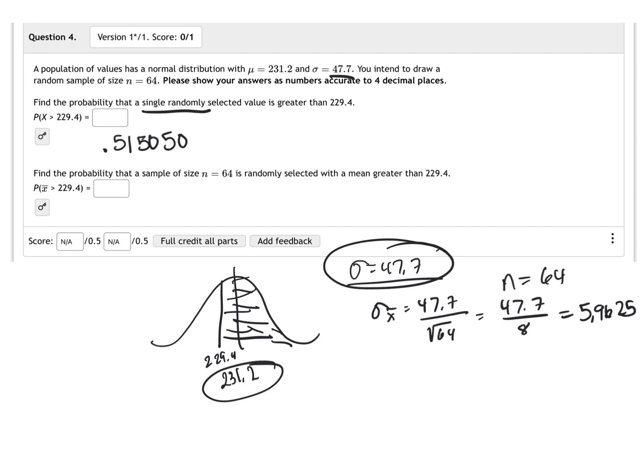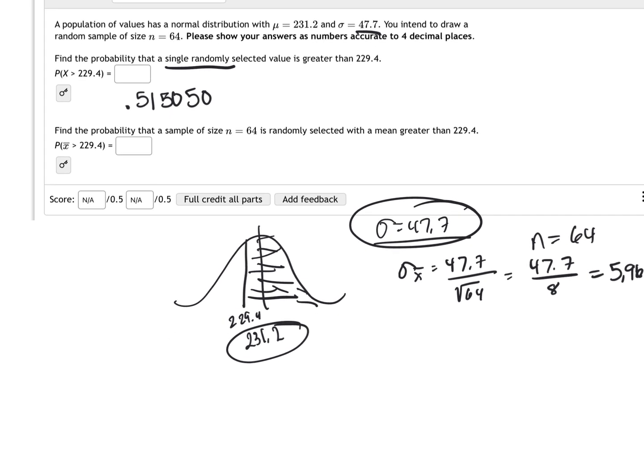All right, now it says you now have a sample size of this. So we're going to run the same thing, but we're going to change our standard deviation from here to this standard deviation right here, because we are now talking about the sampling distribution and not just a single one. So second distribution, normal CDF, lower limit stays the same, upper limit stays the same.